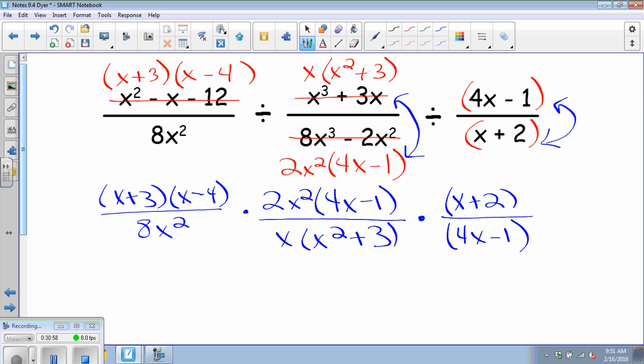So now, let's see what we can cancel, if anything. So I can cancel x plus 3. Whoa. No, just kidding. No, you can't. 4x minus 1 with 4x minus 1. The x squared. That's why I said, is that a factor? Because you need to recognize that. That's a factor because it's multiplied to something else. So x squared and x squared. And then 2 and 8 can be reduced. I can divide them both by 2. That would just give me 1 and 4.